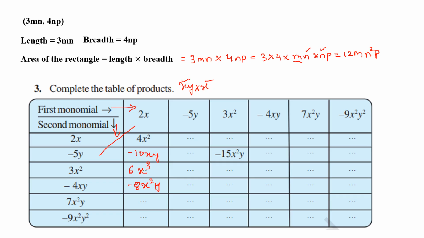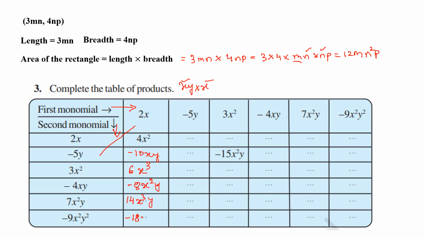Next is 7x square into 2x. So 7 into 2 is 14. X square into x will be x cube and then y. Next is minus 9x square y square into 2x. So minus 9 into 2 is minus 18.